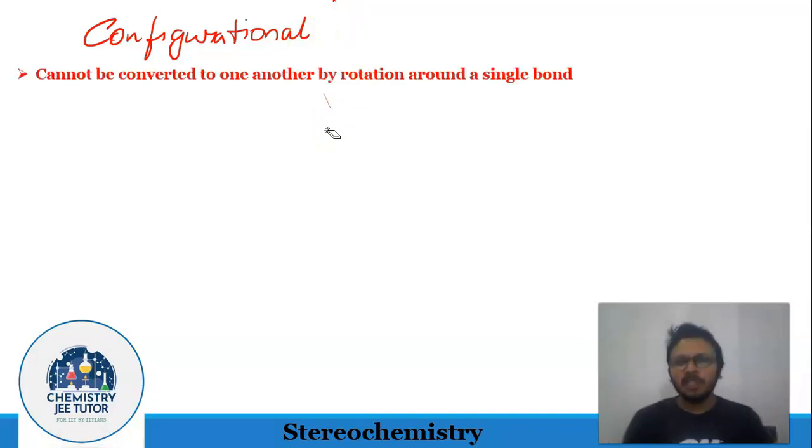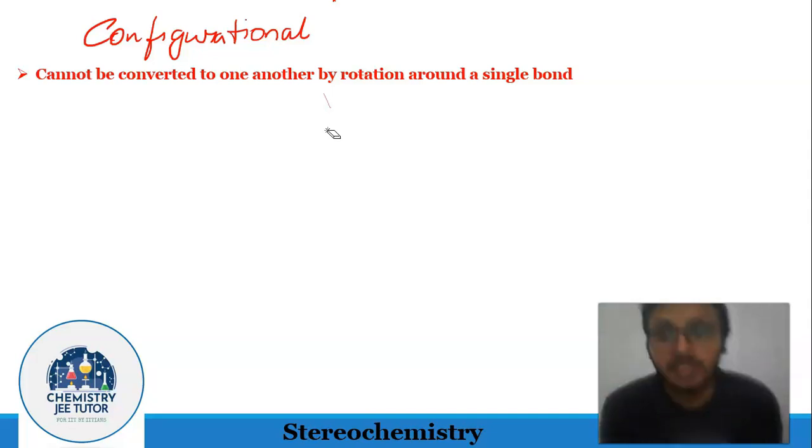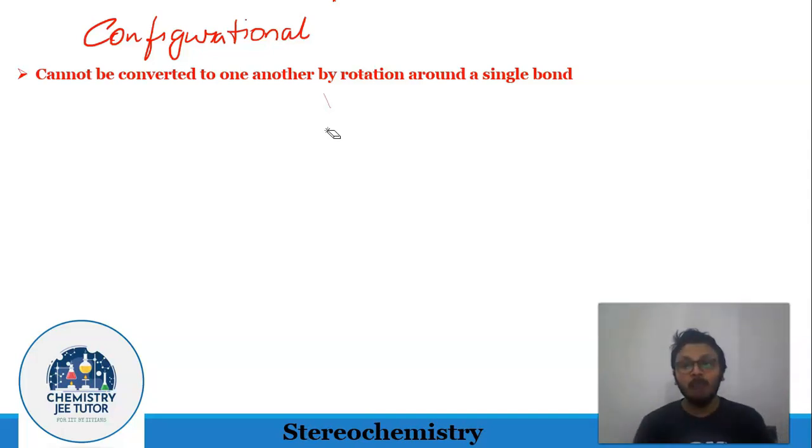So what is configurational isomerism? Configurational isomers are those two molecules which cannot be converted to one another by simple rotation around a single bond. Now, before I go to what is configurational isomerism, let us first understand why rotation around a single bond is allowed. We know we can easily rotate around a sigma bond. But if you have a pi bond, the rotation is restricted.